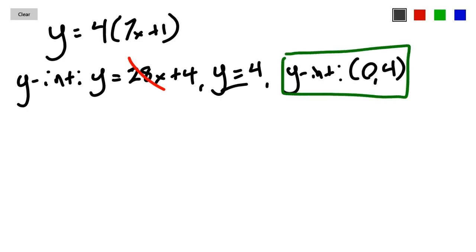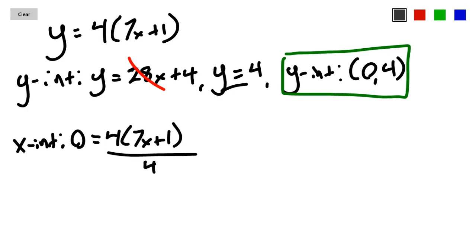And as for the x-intercept, it's the same kind of thing, except I'm plugging in 0 for y. So I'll have 0 is equal to 4 times (7x plus 1). I can divide the 4 out since I have a 0. 0 divided by 4 is still 0. So I have 0 is equal to 7x plus 1. And then I just solve for x.